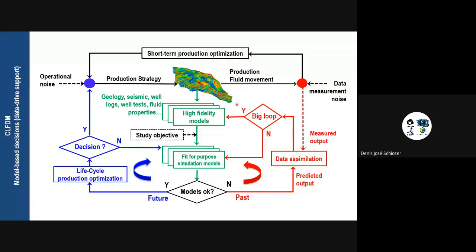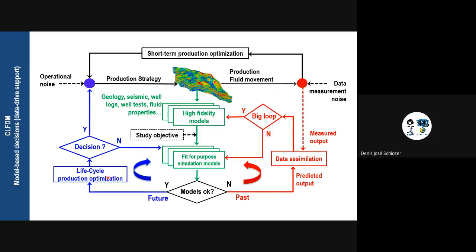But once we have models that can honor the past and have a good reasonable time to run, we go into this blue part here, which is what we call life cycle production optimization. Why we call it life cycle production optimization, which ended recently, was long term, but this is the production strategy we are going to implement in the field from tomorrow until the last day of the production of the reservoir. That's why it's a very complex task, okay? But we need to do that in order to forecast production.